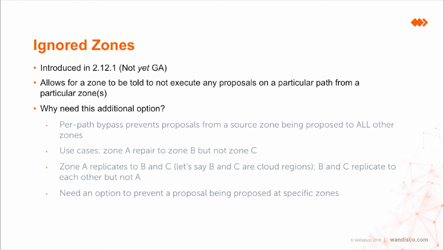The per path bypass prevents proposals from a zone source being proposed to all other zones. The use cases are Zone A repair to Zone B, but not Zone C. Another example, Zone A replicates to B and C. Let's say B and C are both cloud regions, and B and C replicate to each other, but not A. You need an option to prevent a proposal from being proposed at specific zones, and this ignored zones enables that.